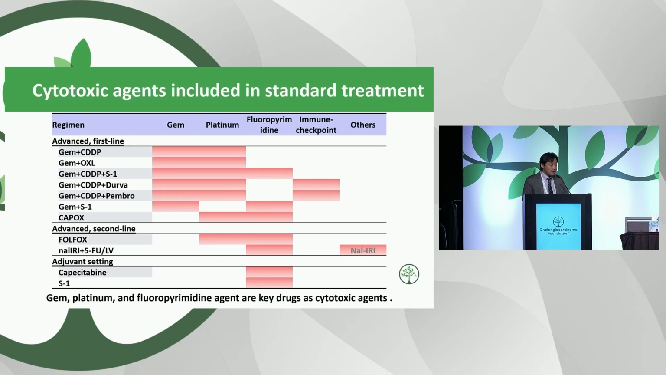This table shows the cytotoxic agents included in standard treatment. In first-line treatment, gemcitabine or platinum regimens were frequently used, sometimes added to a fluoropyrimidine regimen. In the second-line or adjuvant setting, fluoropyrimidine-based regimens were often used. So gemcitabine, platinum, and fluoropyrimidine agents were the key drugs as cytotoxic agents.